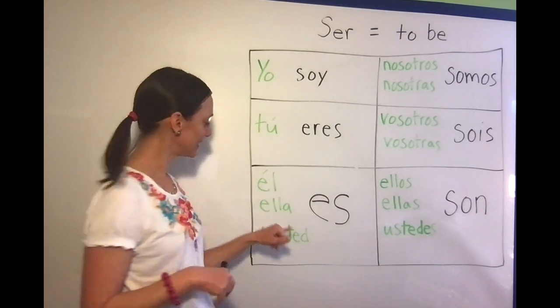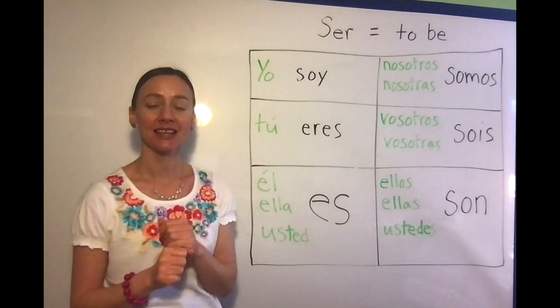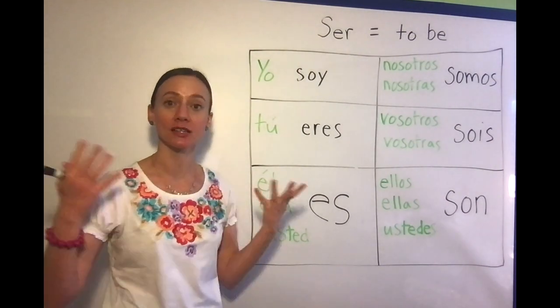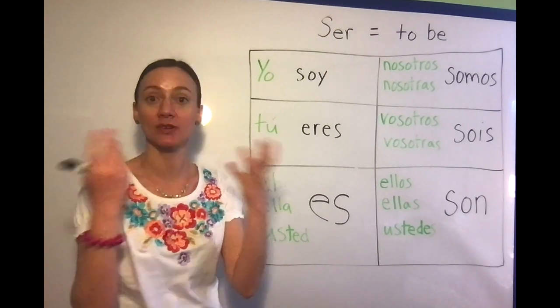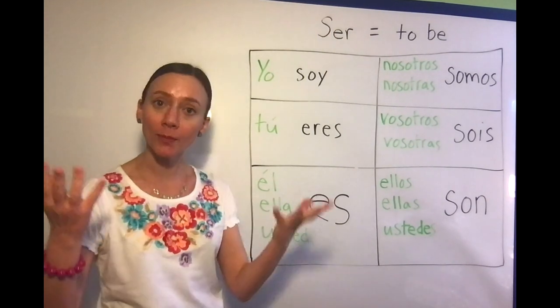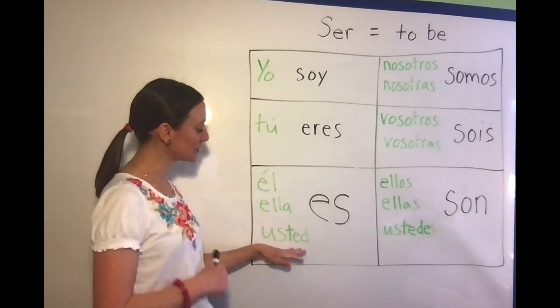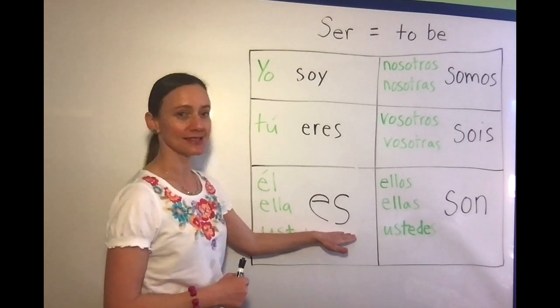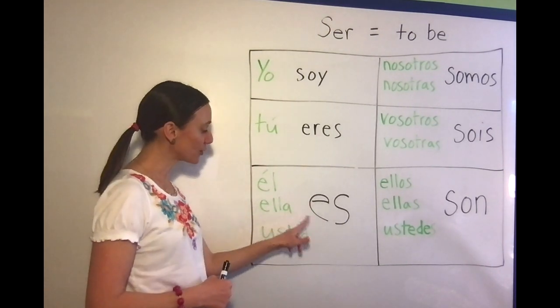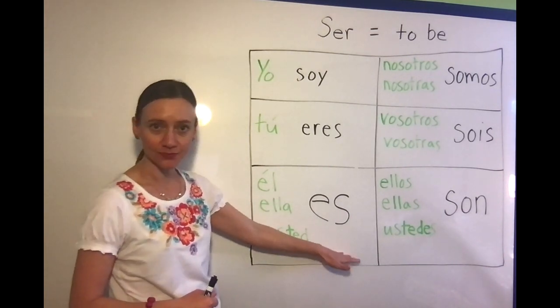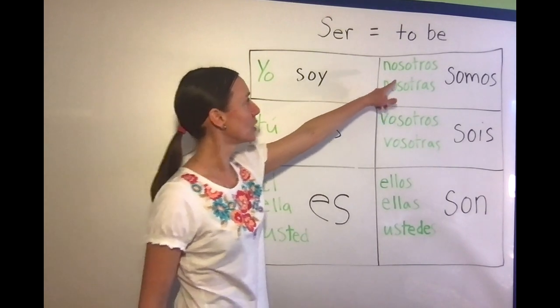She is, "ella es." And we remember that in Spanish we have another way to say you, for when you're talking to someone you're showing extra respect, or you're being formal, you don't know them. "Usted." In Spanish, we would also say "usted es." That's why all 3 of these subject pronouns are in this box. Then we take a look over here.